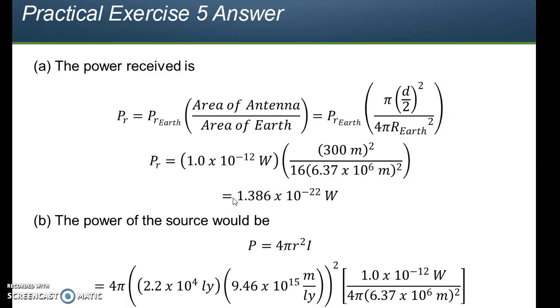Now, then what is the power? What's the source of the power? Okay. For them to do that, we have to go back to the other equation and do the power equals 4 pi r squared, the intensity, right? So that's 4 pi, and this is the number of light years away. This right here is the number of meters per light year, and all of this is squared. And then you have the intensity here, 1.0 times 10 to the minus 12th watts divided by 4 pi, and then the permittivity constant here squared.